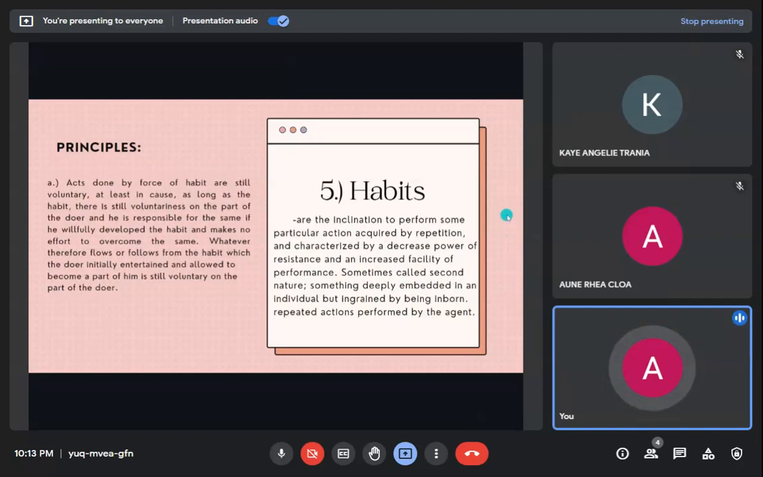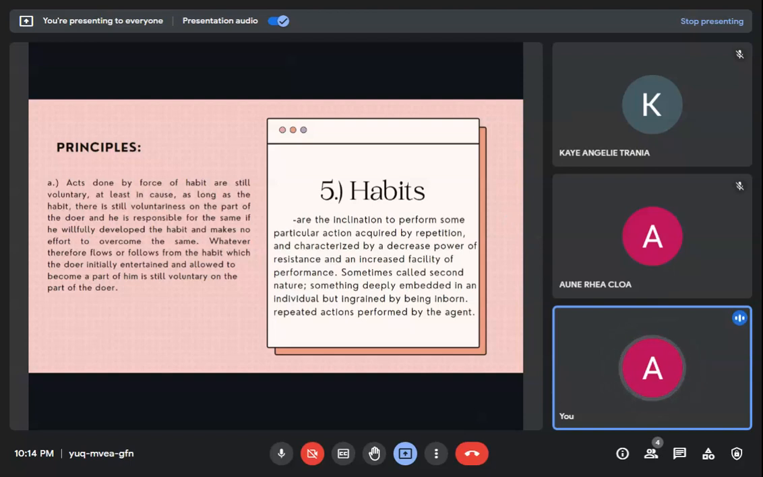We have habits. Habit is the inclination to perform some particular action acquired by repetition and characterized by a decreased power of resistance and an increased facility of performance, sometimes called second nature, something deeply embedded in an individual, ingrained by repeated actions performed by the agent. So habit refers to the operative habit, which is a lasting readiness and facility born of frequently repeated acts for acting in a certain manner. For example, the habit of smoking.